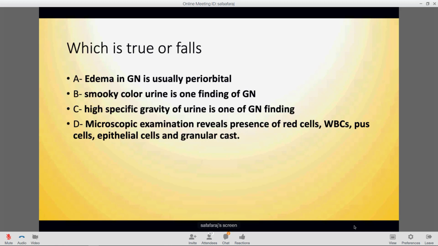Smoky color urine is one finding of glomerulonephritis. Smoky brown color urine. Is it true or not? Doctor, false. Smoky brown color urine. Okay. C. High specific gravity of urine is one of the glomerulonephritis findings. Dr., true. Increased specific gravity.